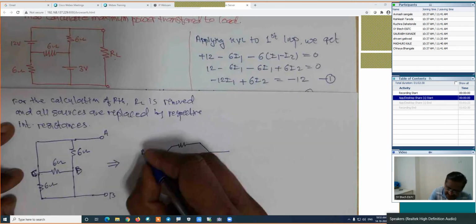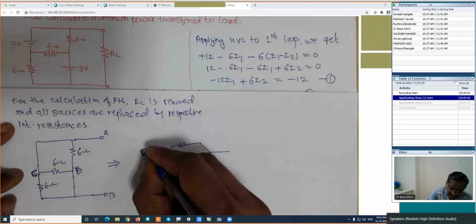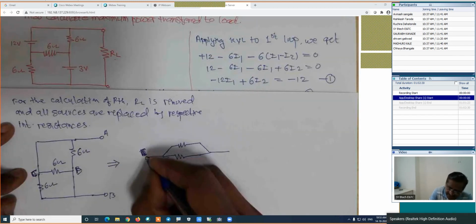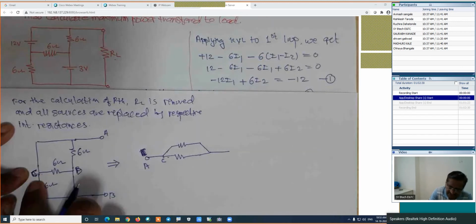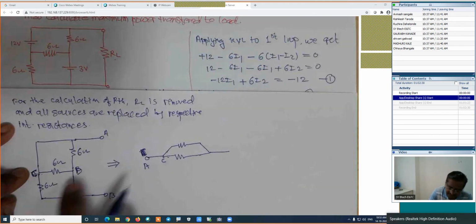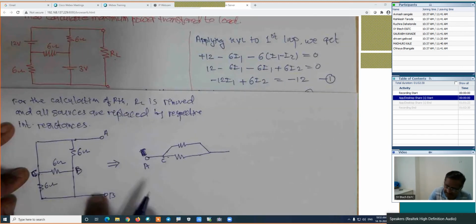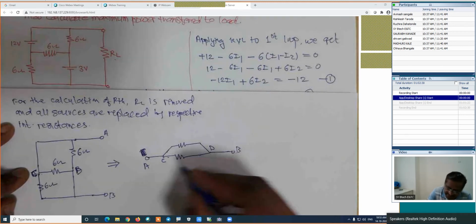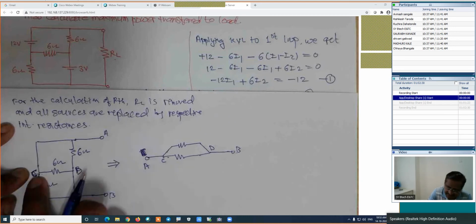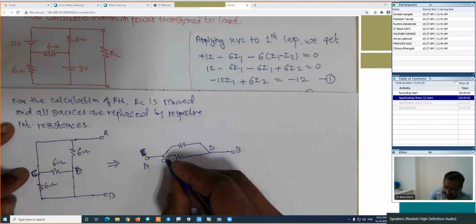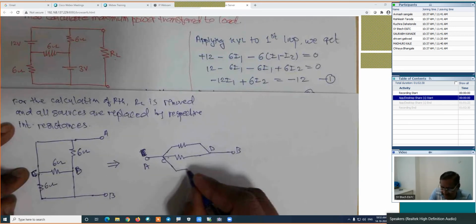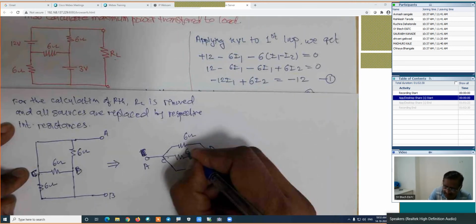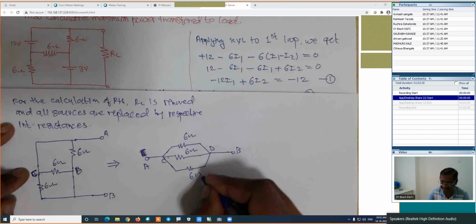In that case, this will become C point because I am shifting here, and this will become A point because I am shifting here. This is C and this will be the A. This will be the D, I am shifting here, and this will be the B. Means this is D and this point will be the B point. In that case, this resistance will be connected between C and D. Here is the C point and here is the D point. Means something like this. It is 6 ohm, this is 6 ohm, and this is also 6 ohm.